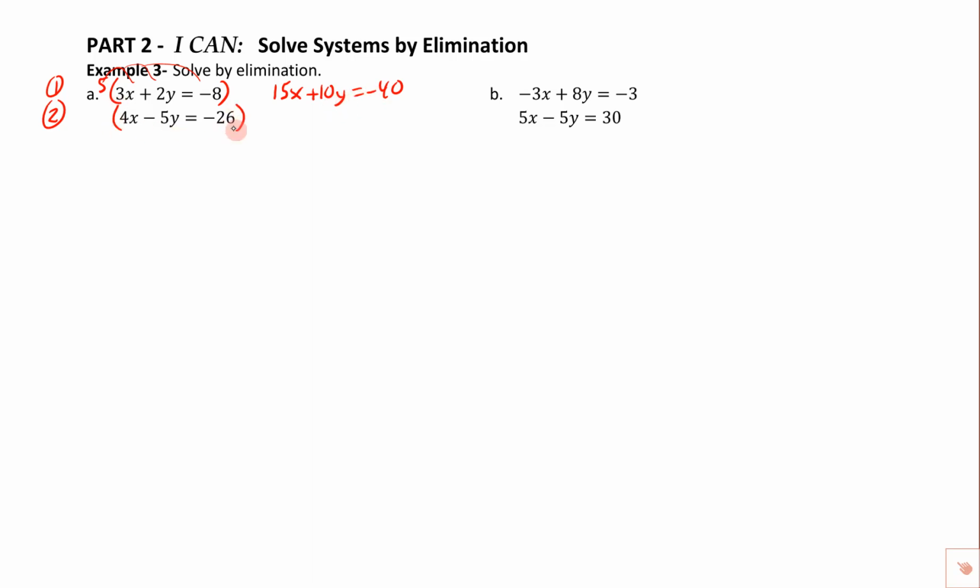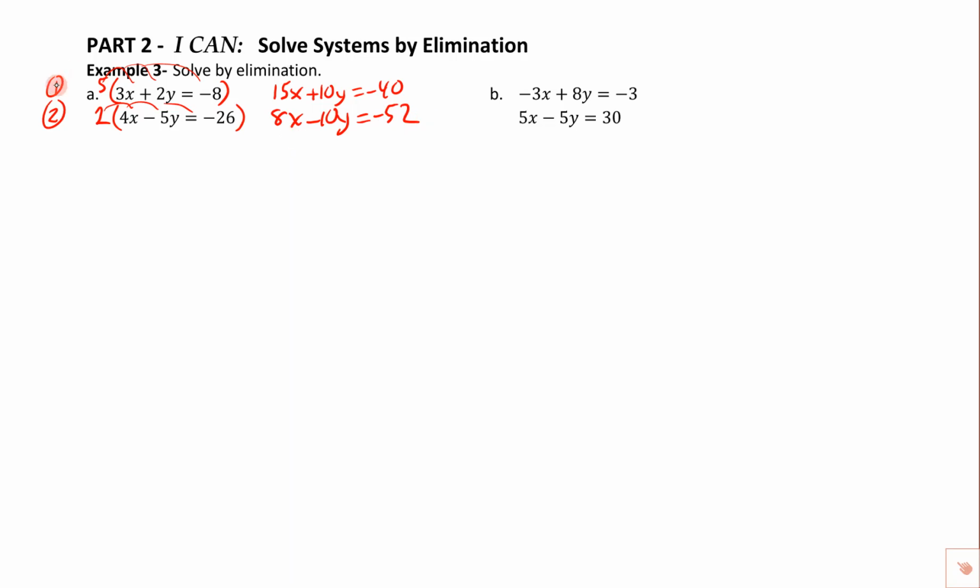Now let's think about what I'd need to multiply this one by. I really want the y's to go away. I want to take away the 10y, and I want to take advantage of the fact that this is already negative. So I need to make that a negative 10. Well, it's already a negative 5, so if you think about it, if I just multiply everything by 2 and distribute through like this, that's going to make this an 8x, that's going to make this a negative 10y, and that's going to make this a negative 52.